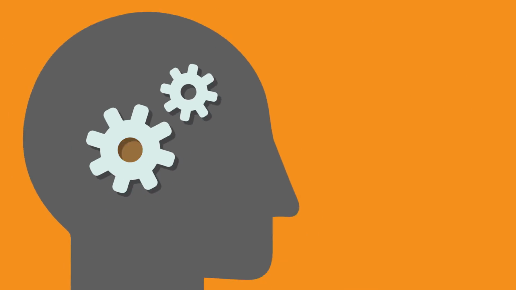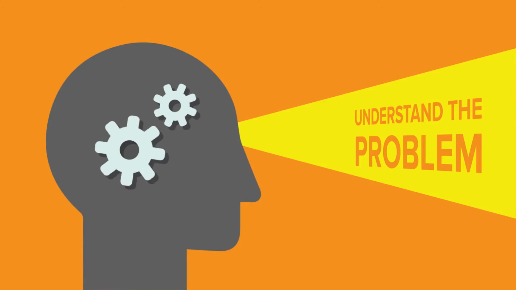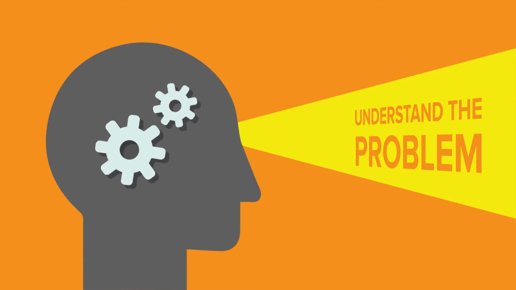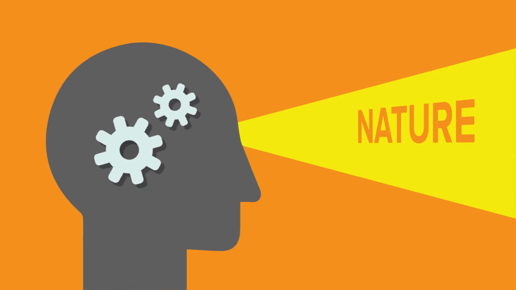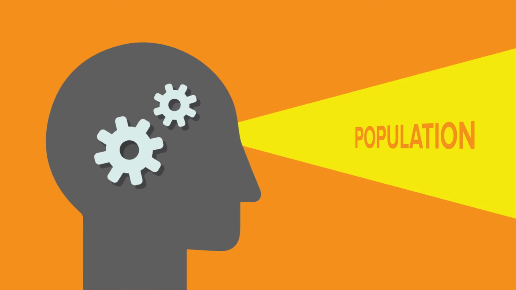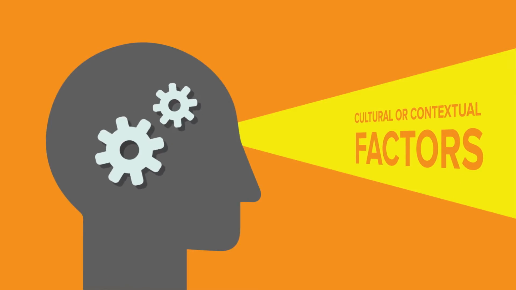problem. Once the problem has been identified, it's important that we understand it first, before attempting to find an appropriate solution. This includes understanding the prevalence of the problem, the nature of the problem, the population most at risk of experiencing the problem, and whether cultural or contextual factors need to be taken into consideration.